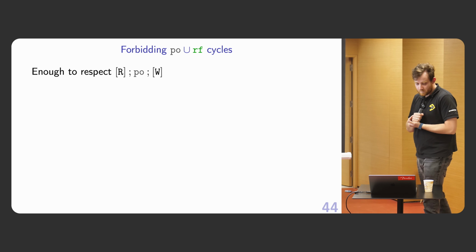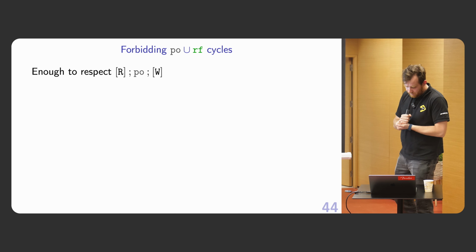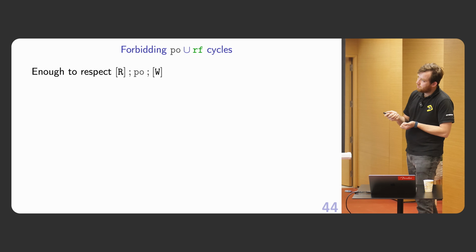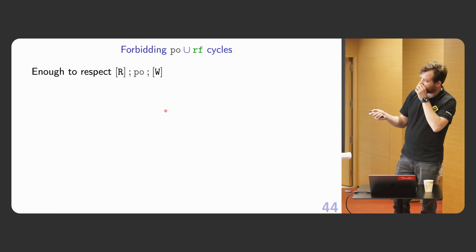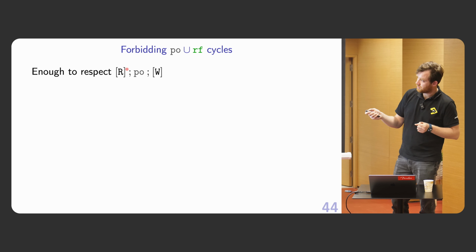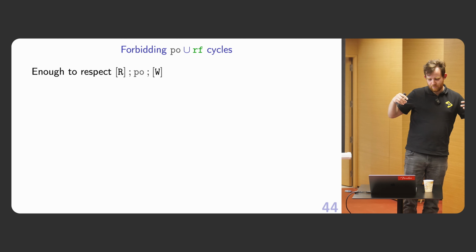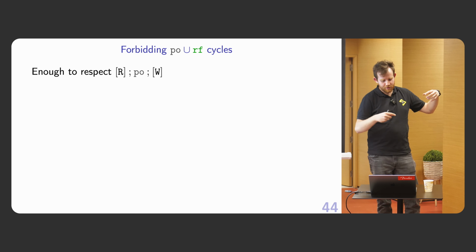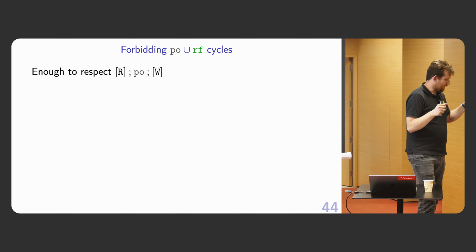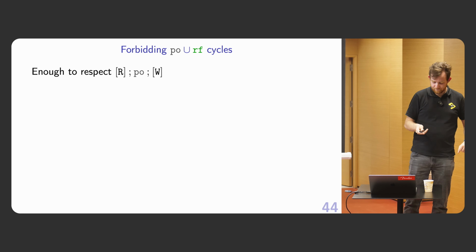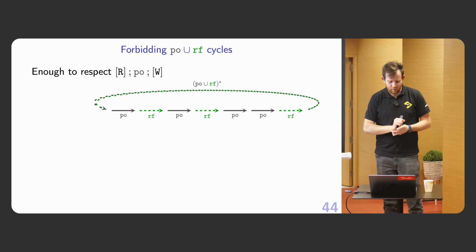So interestingly enough, if you want to forbid these PRF cycles, it means that you need to respect the program order edges which go from reads to writes. This is a mathematical notation which essentially denotes po edges which go from reads to writes. To respect means that if we enforce this program order, if we disallow all these reorderings, then we'll forbid PRF cycles. Yeah, and why is that?